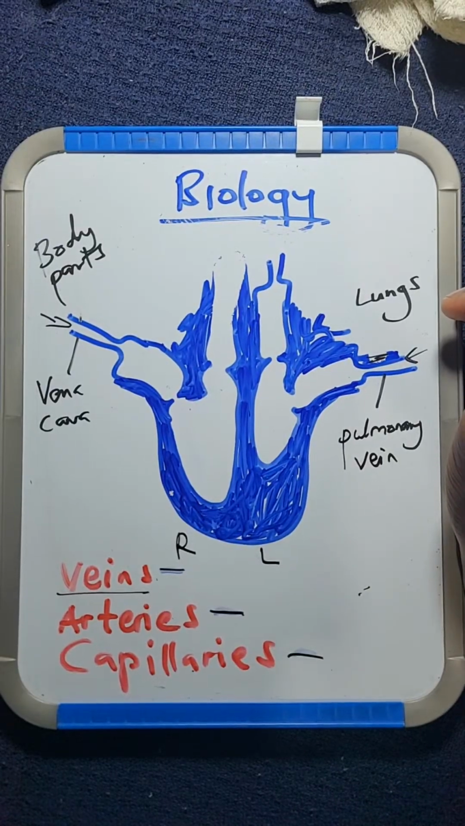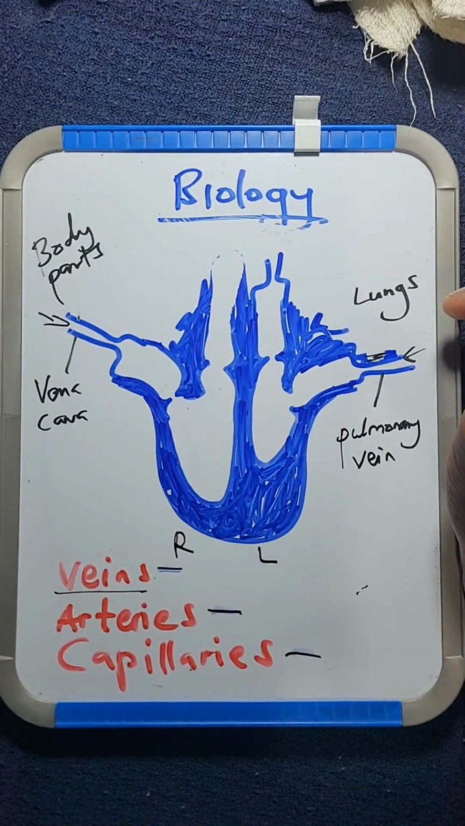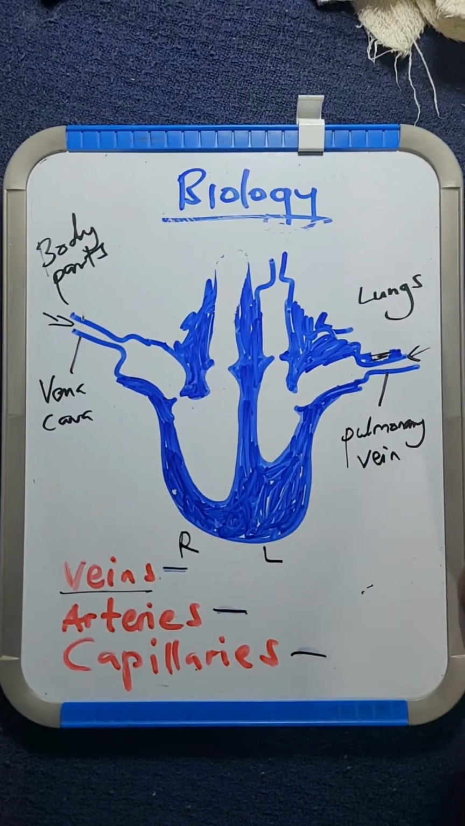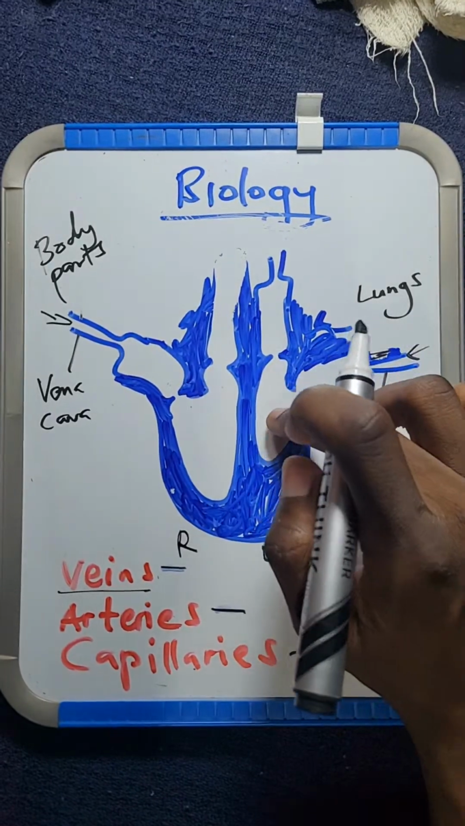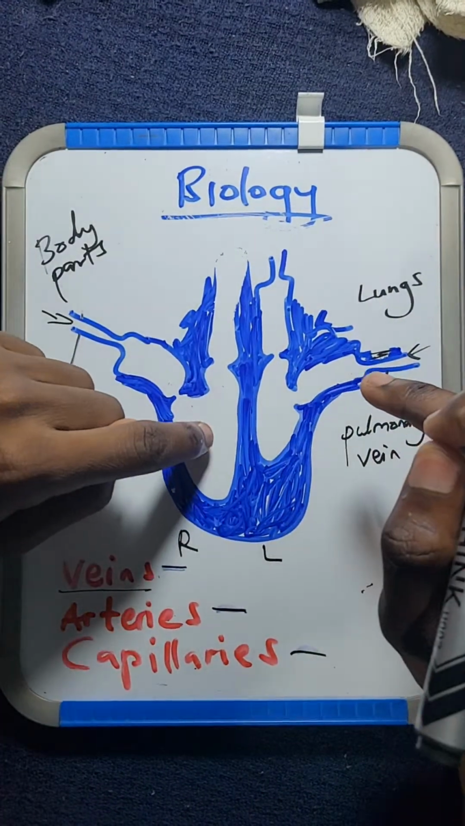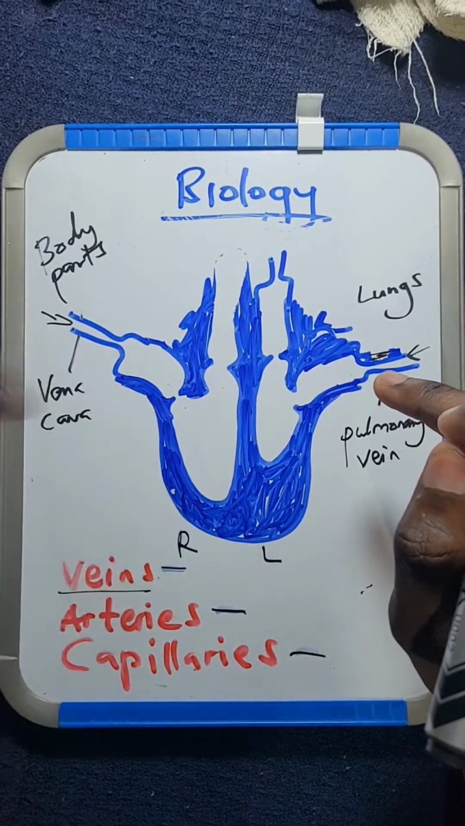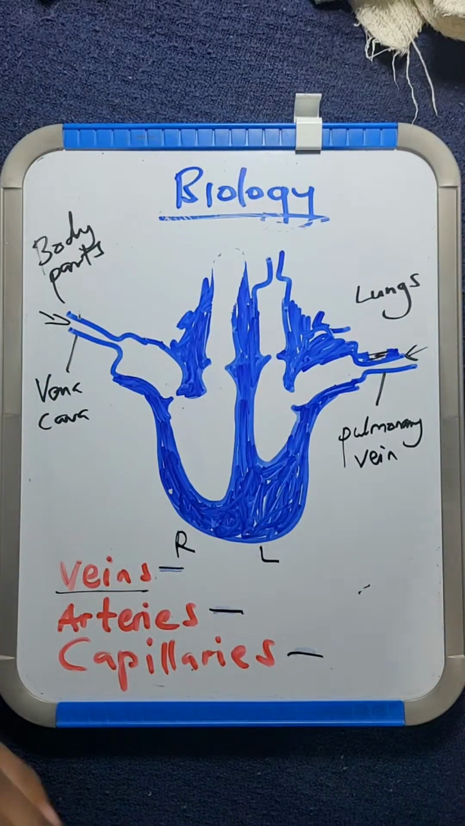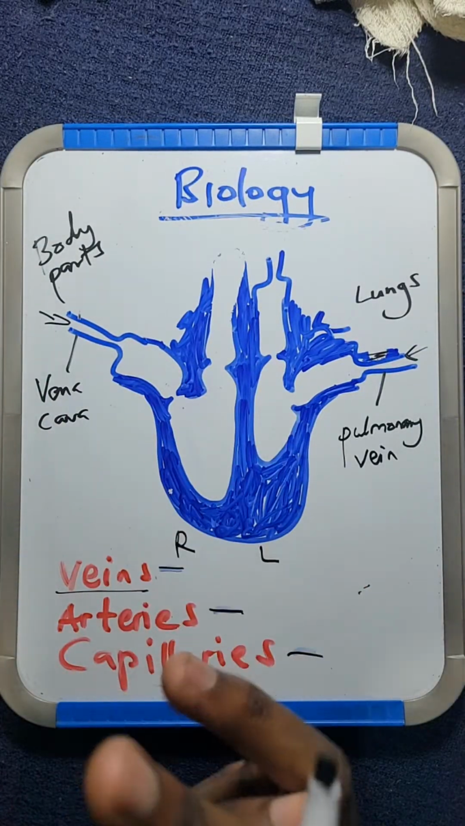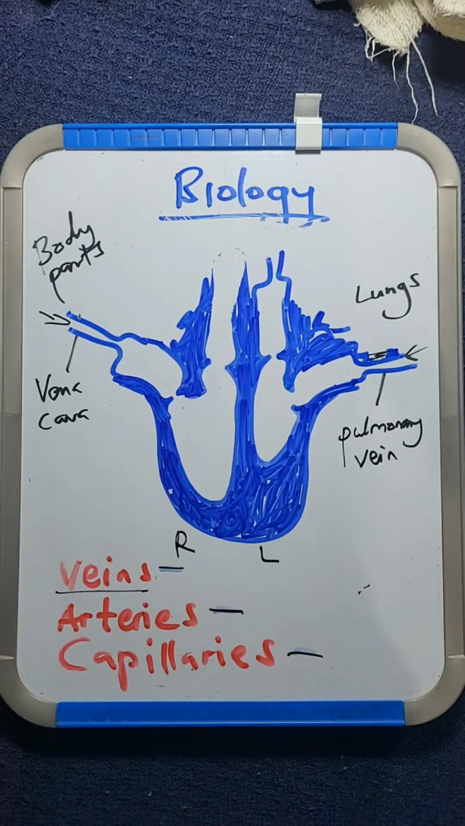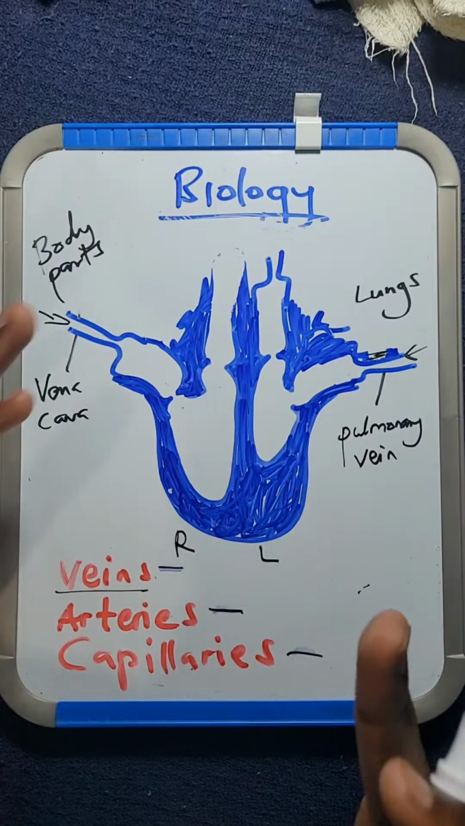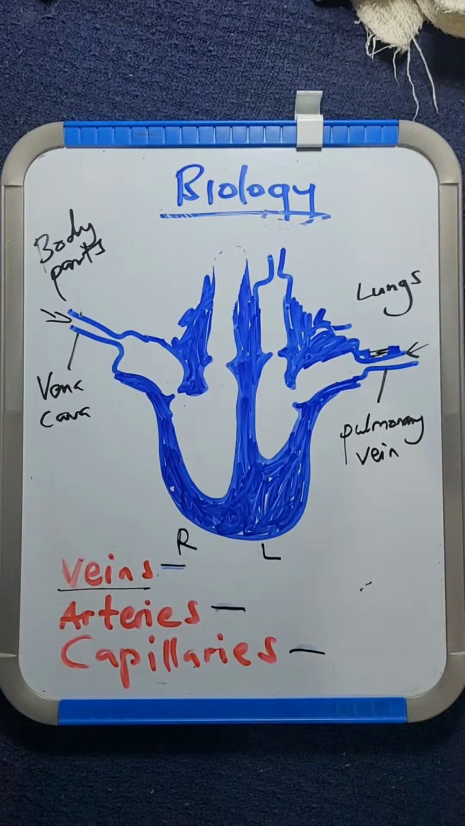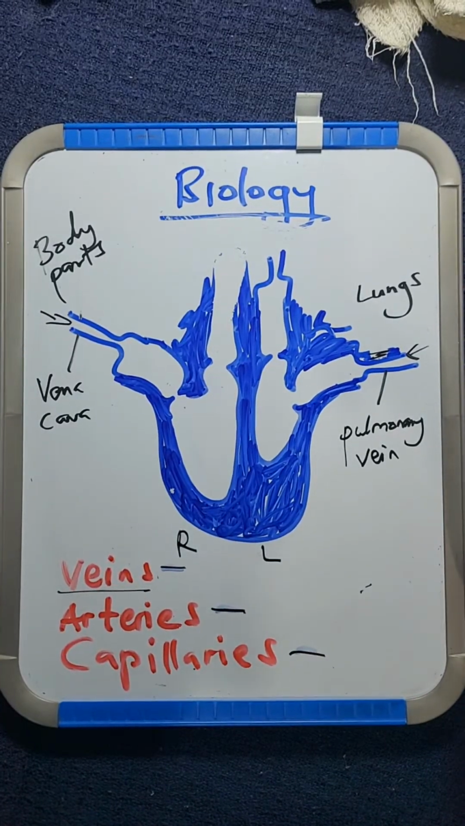Sorry sir for taking you back. So which side carries oxygenated blood? This side, which is the left side, that's where oxygenated blood flows. And this right side is where deoxygenated blood flows. So the right side carries deoxygenated blood, then the left side carries oxygenated blood. Please take note of that. So veins are the ones responsible for bringing blood to the heart. I hope we are clear on the veins.